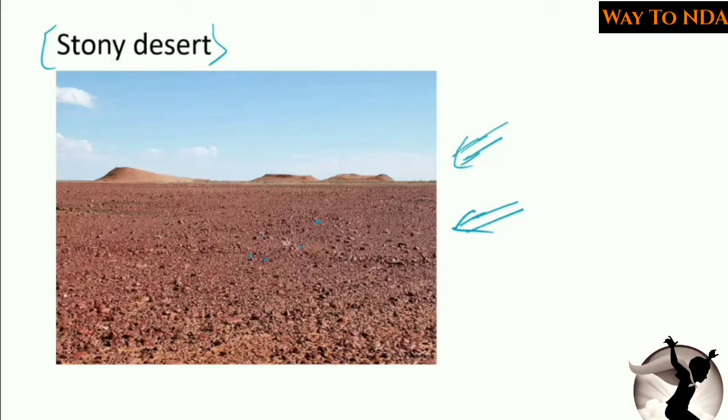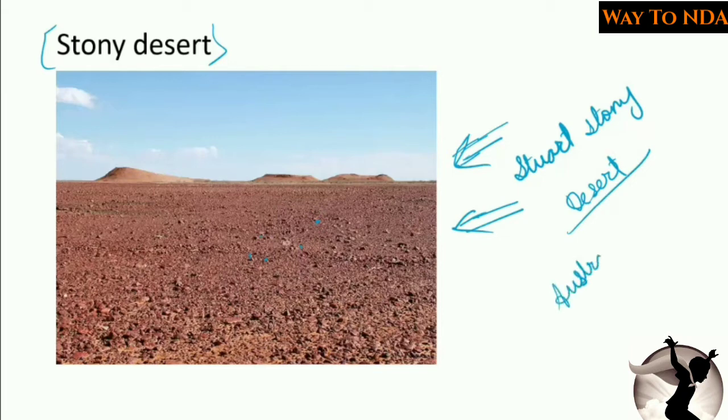One of the important stony deserts is the Stewart Stony Desert, which is in Australia. When we studied world geography and Australia, at that time we saw the location of the Stewart Stony Desert. So these are the stony deserts.